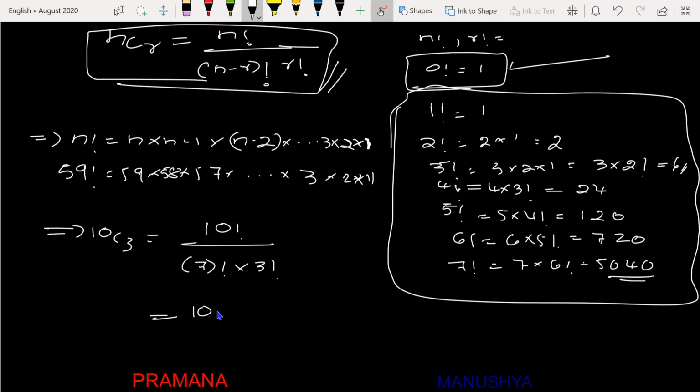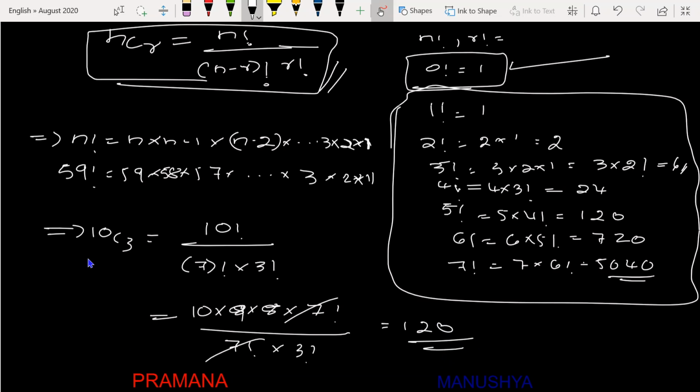Now if you observe, my dear friends, this can be written as 10 into 9 into 8 into 7 factorial over 7 factorial into 3 factorial. So this we can expand like this. If you observe, 7 factorial cancels, and in the denominator 3 factorial remains. 3 factorial will be, my dear friends, 3 into 2. Again you can cancel here: 3 ones are 3, threes are 9... 3 into 2, the answer will be 120.